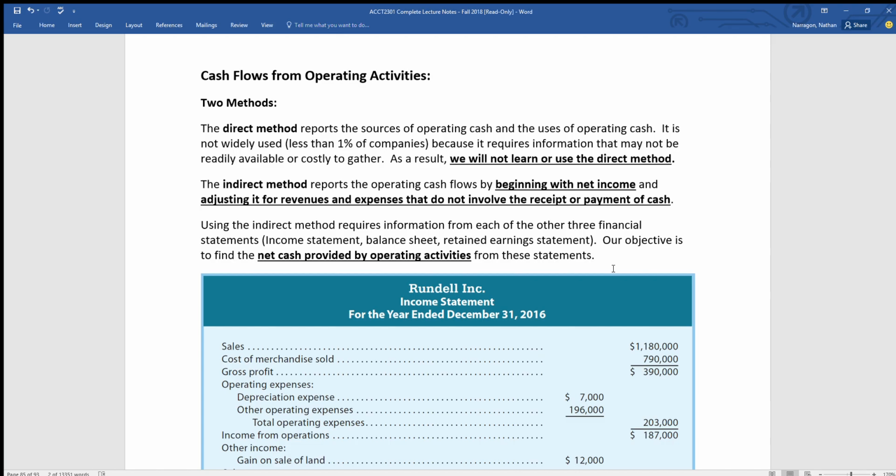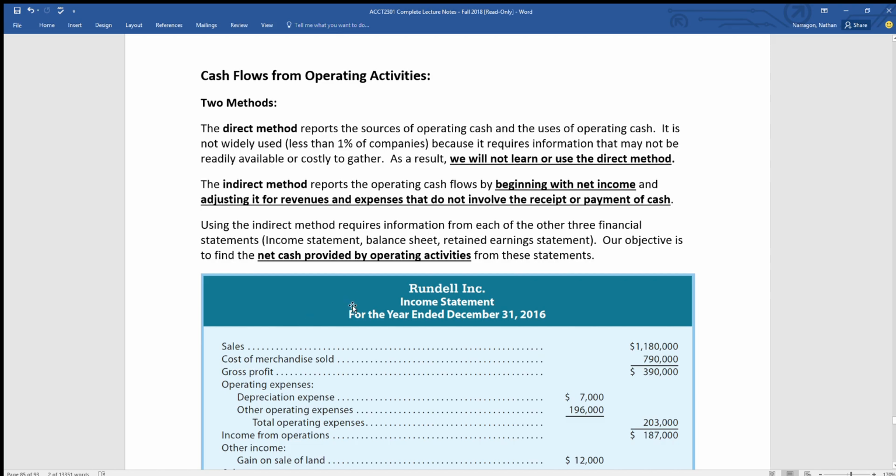We're going to actually do the indirect. Indirect's a little bit easier to actually understand too. A lot less research. We already have everything for us. And this basically reports operation cash flows by beginning with our net income, and adjusting for revenues and expenses that do not involve the receipt or payment of cash. Basically, we're going to remove anything that doesn't deal with cash.